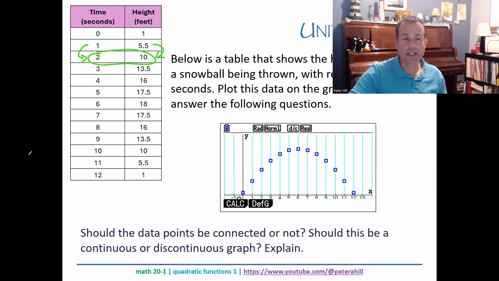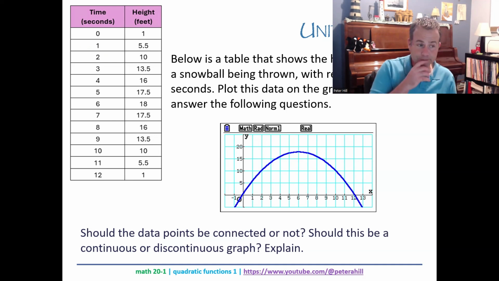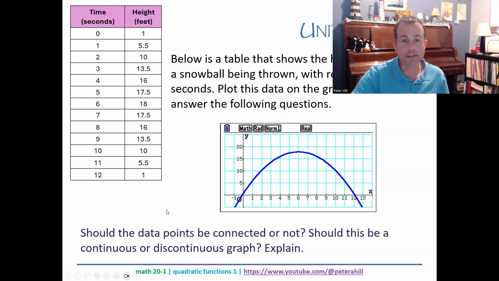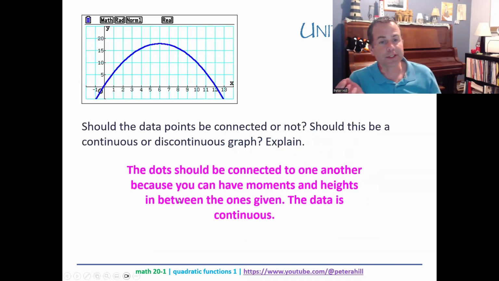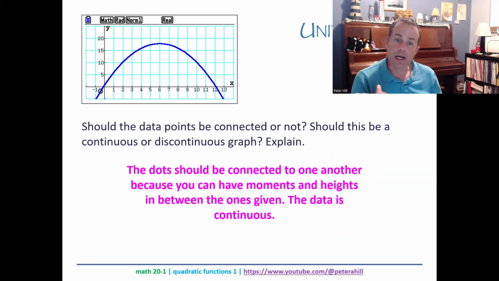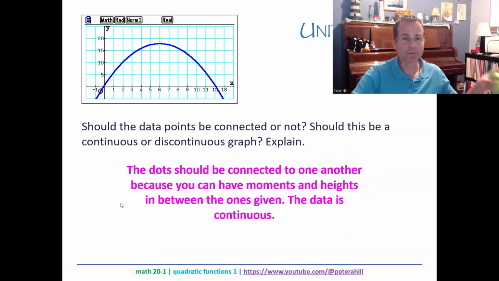And so we're actually going to get a shape, if I join all that together, that looks more like this. Okay, so now what I'm going to do is I'm going to shove this up to the top left, and that way I can answer the question that I just asked you. So here's the answer. The dots should be connected to one another because you have moments and heights that are in between the ones given. The data is continuous. Okay, awesome.